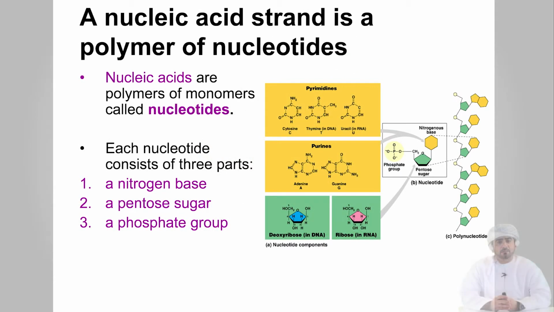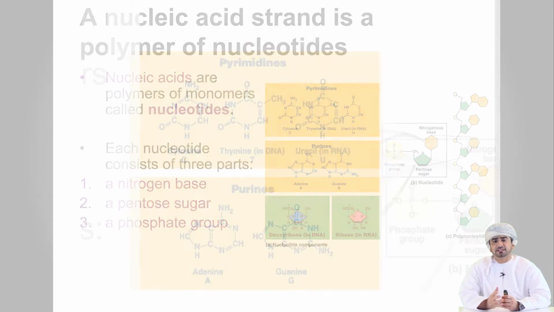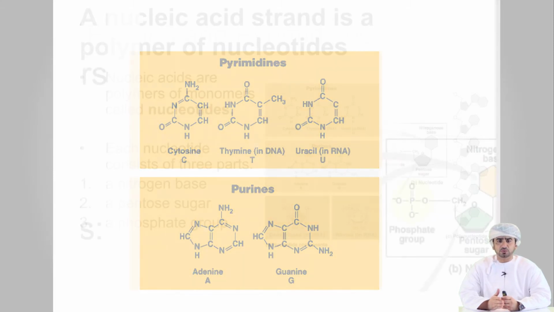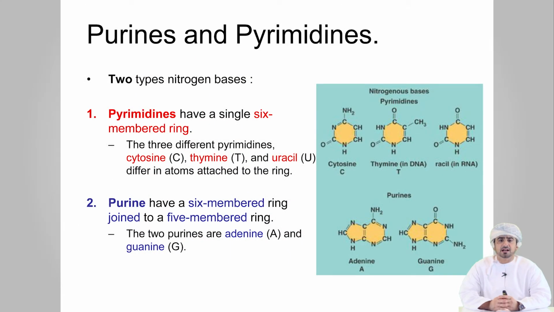Now, how many kinds of nucleotides are available for the cell to make these nucleic acids? So there are two kinds of nitrogen bases. The first kind is the pyrimidines. And basically, if you look at the figure, these have a single 6-member ring. And there are three different pyrimidines. We have the cytosine, we have the thymine, and we have the uracil. Now, in the case of an RNA molecule, uracil replaces thymine.